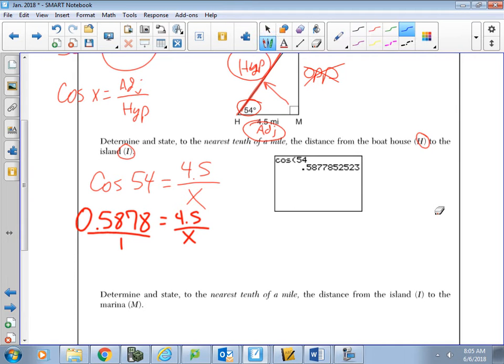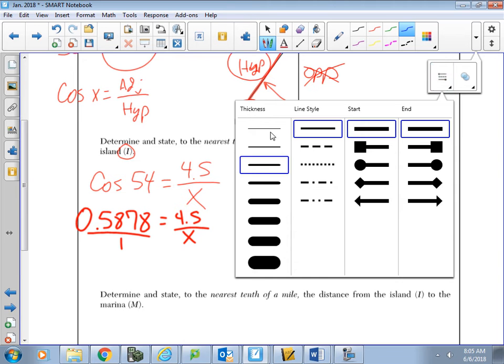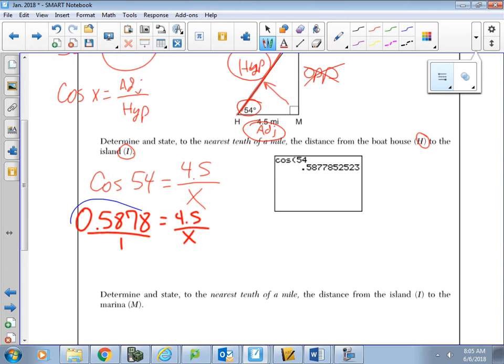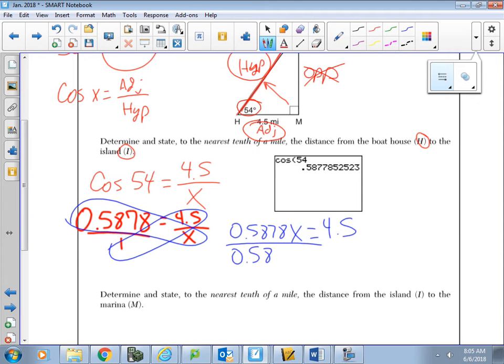Now we can cross multiply pretty easily here. So we're going to just cross this and cross this. So we end up with 0.5878x is equal to 4.5. Then we divide by 0.5878.